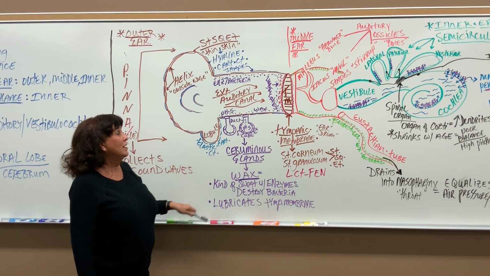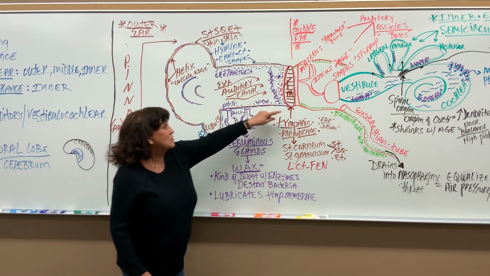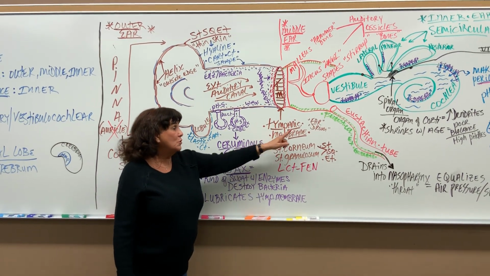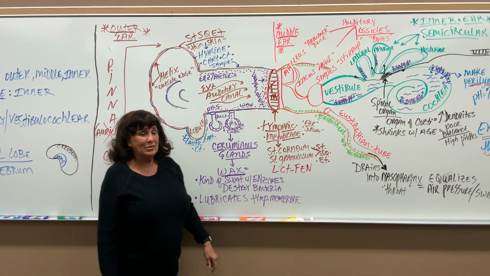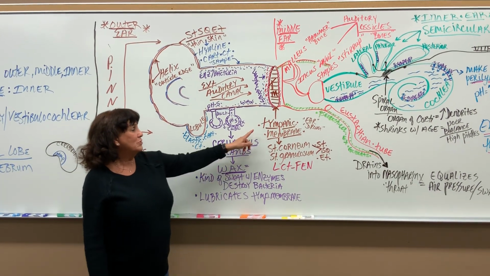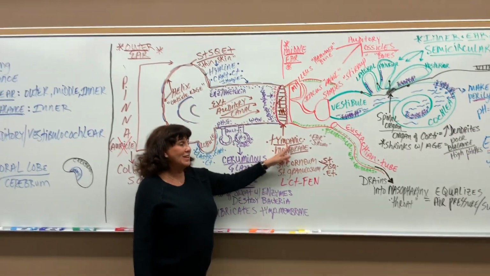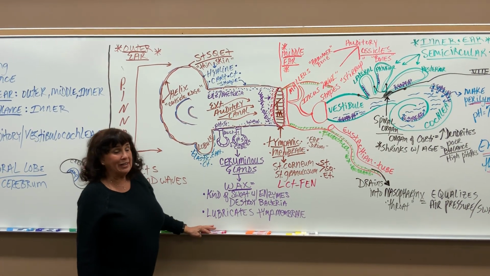And then the last structure associated with the outer ear is the tympanic membrane right here, which is also called, common name, your eardrum. So that will never go into medical records, only tympanic membrane, right? Because tympanic means like a drum in an orchestra or a band, the timpani, right?